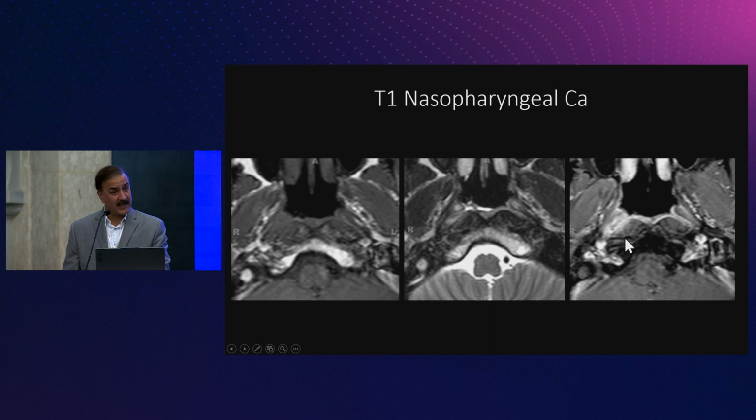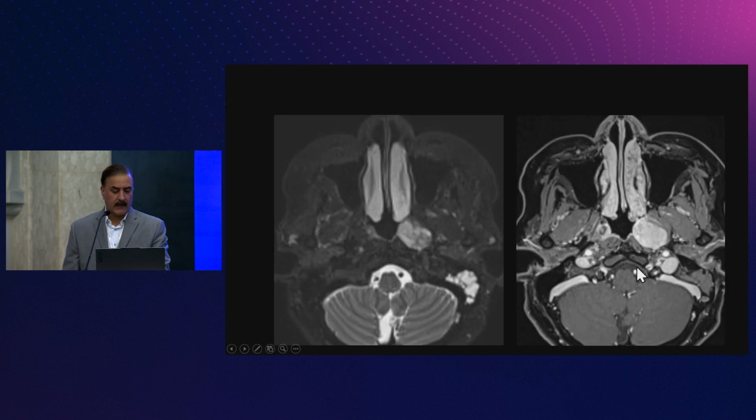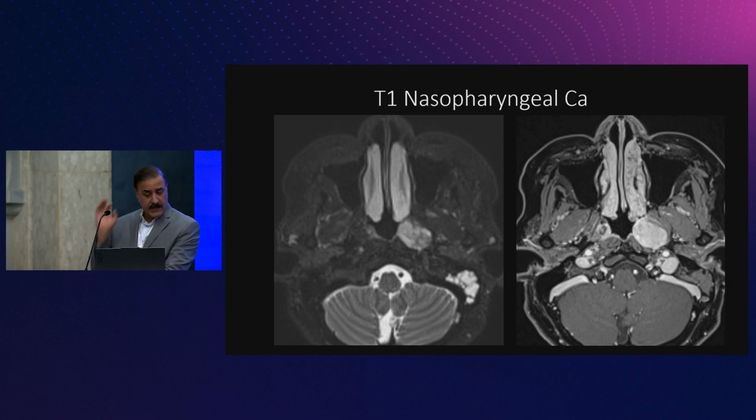Again, this is something that they may not look at very carefully early on. This is a big one, as you can see, but it is still restricted by the pharyngobasilar fascia, so it is a T1 nasopharyngeal carcinoma. So these are different phases of a T1 nasopharyngeal carcinoma that I'm showing you here.